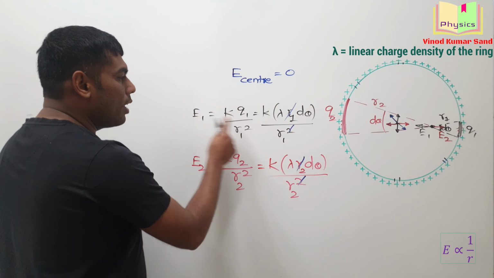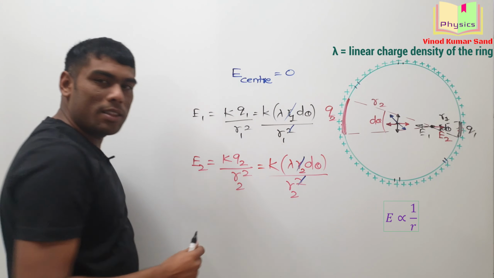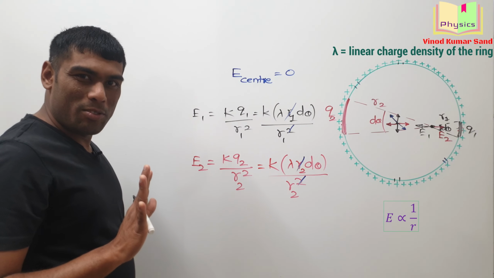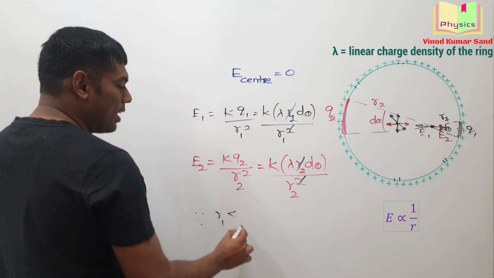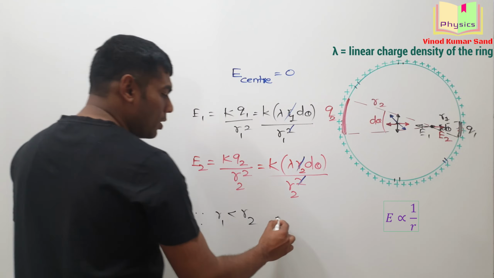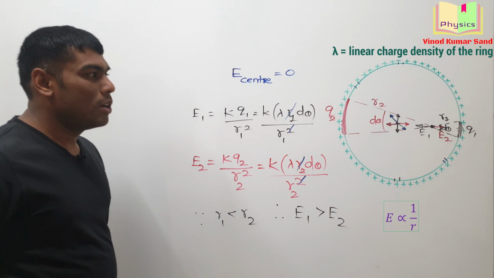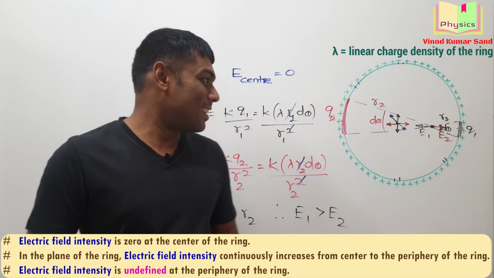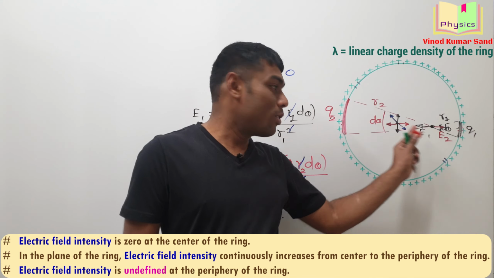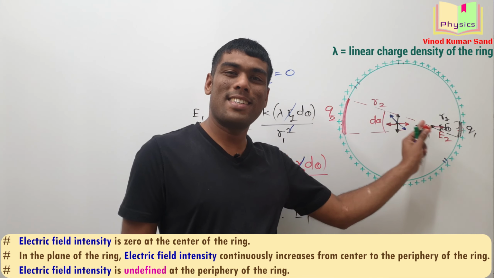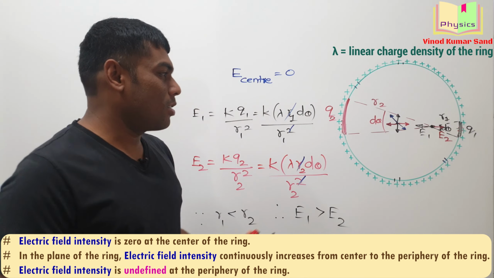So E is inversely proportional to R. Smaller the distance, more will be the strength of the electric field. Got it? Since R1 is less as compared to R2, it indicates E1 is greater as compared to E2. So we got the result. The net electric field due to these two elements will be directed toward the center of the ring. And we can do for other pairs of the charges also.